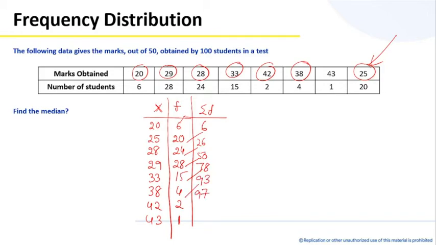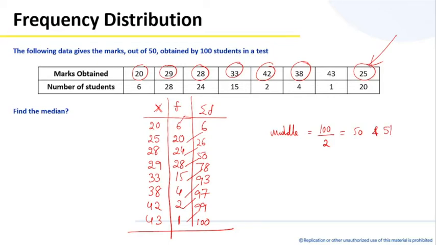Yes, obviously there are 100 students, so I have to get 100. So what is going to be my middle observation? If you look at the middle observation, it is going to be 100 by 2. There are two middle observations in fact, the 50th and the 51st.